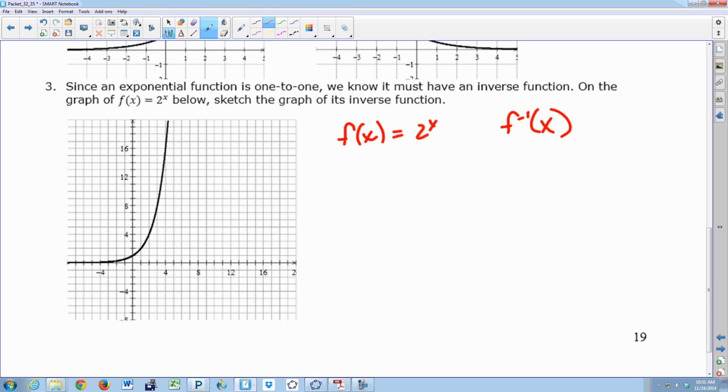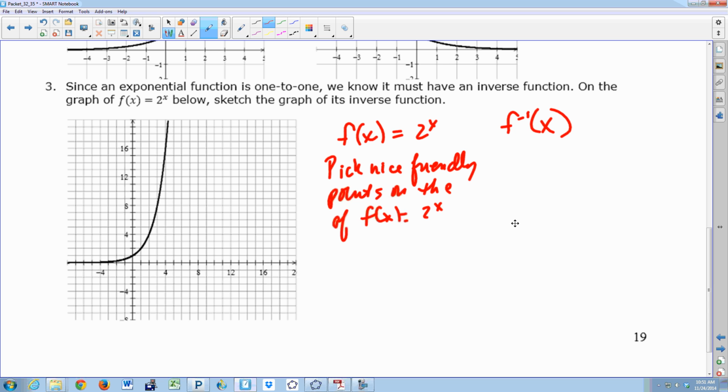Okay, so let's pick some nice, friendly points on the graph of f of x equals 2 to the x, and then we just swap the x and y coordinates. We perform a swap of the x's and y's. All right, so someone want to give me one friendly point on f of x equals 2 to the x?